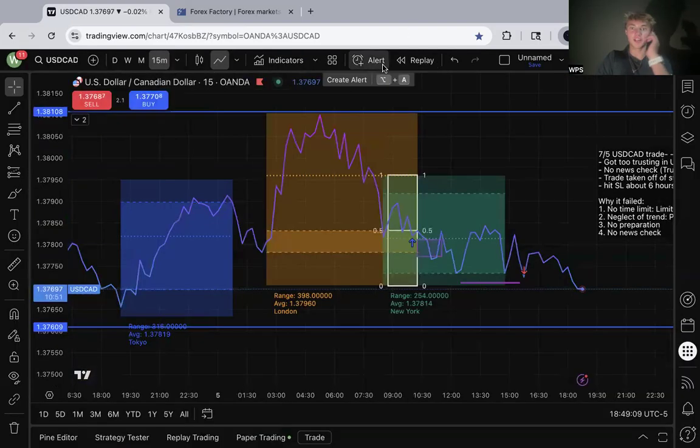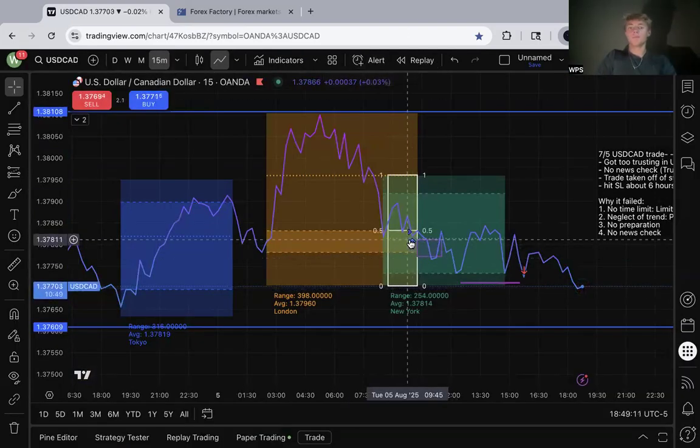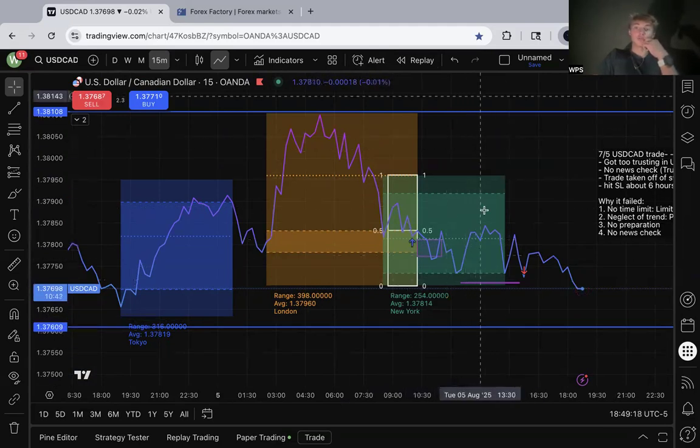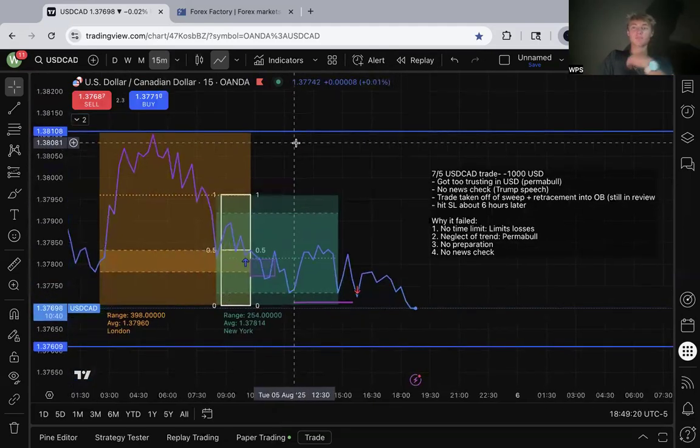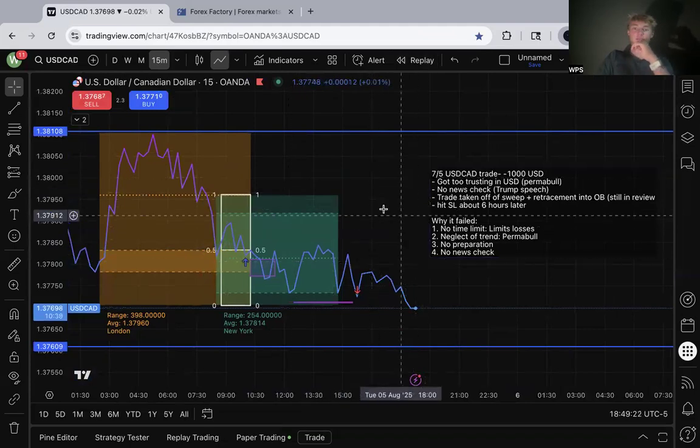I also had contradicting signals. I didn't know which direction it was going to go, so I guess this might not have been a good day to trade exactly this pair.